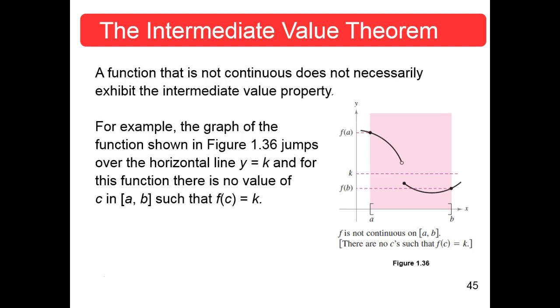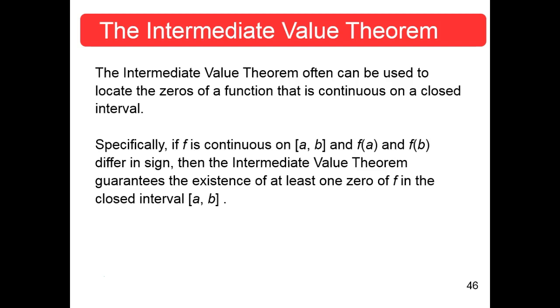Make sense? Okay. So the intermediate value theorem often can be used to locate zeros of a function that is continuous on some closed interval. And whether you remember it or not, you did this back in Math 112. Okay? You use the intermediate value theorem there. Because if you had an f of A was positive and a f of B was negative, you knew there had to be at least one zero in between if that was a continuous function. So that's one place that we use it.